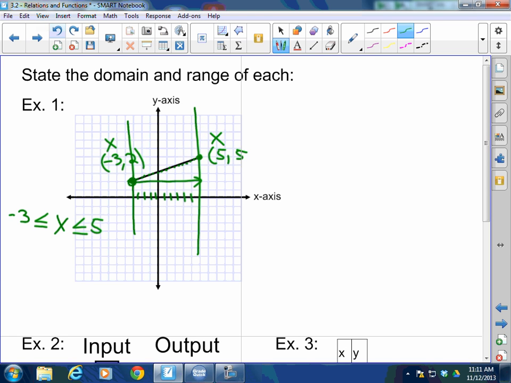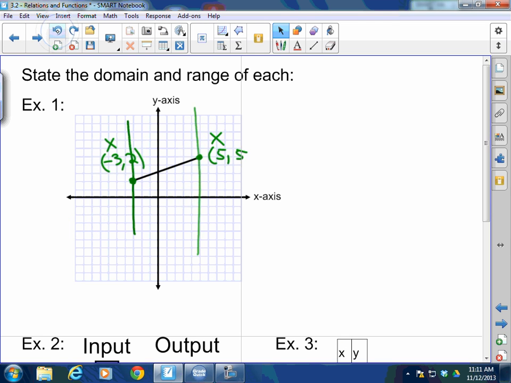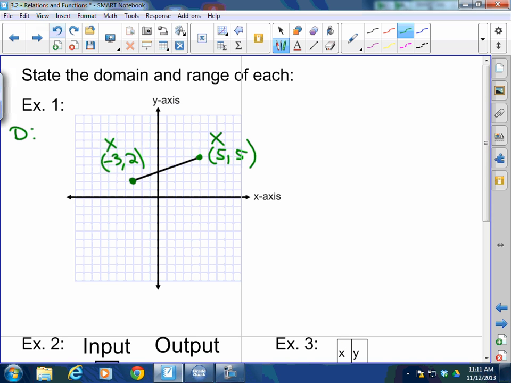Okay, now, let me erase all of that, and let's go to range now. I know that my domain was x is greater than or equal to negative 3 and less than or equal to 5. Now, what is my range? My range is the up and down, it's the y values. So here are my y values. My range goes from here to here. So what are my possible range values?